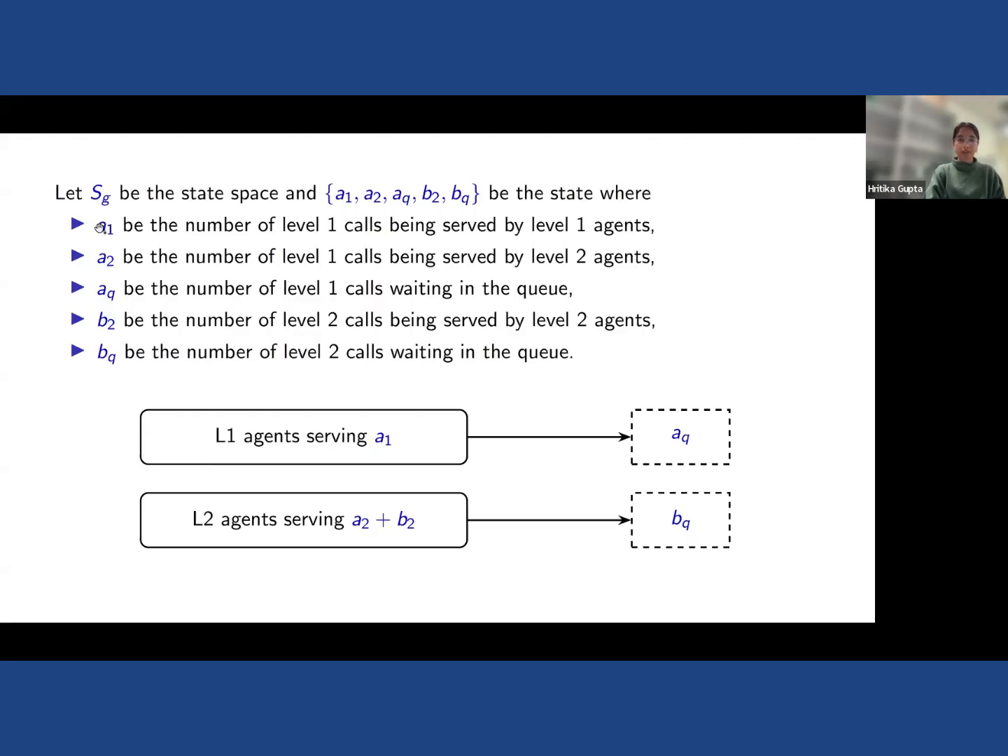So A represents level 1 calls, B represents level 2 calls, and the subscript represents the state of that caller. So are they being served, or are they in the queue. Here is a little diagram that maybe helps you remember these variables. Level 1 agents are serving A1, and AQ are waiting in the queue. And level 2 agents are serving A2 plus B2 calls, and BQ are waiting in the queue.